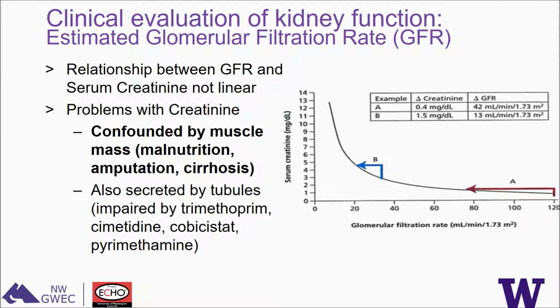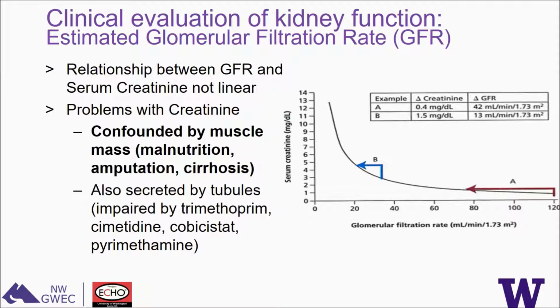And creatinine is not a great marker for kidney function because it's confounded by multiple issues, particularly muscle mass differences, whether there's a component of malnutrition, if the patient has decreased muscle mass because of amputation, or liver disease, which is also related to malnutrition. Then there's also the impact of medications on the actual secretion of creatinine, which can falsely decrease glomerular filtration rate, artificially showing reduced kidney function.